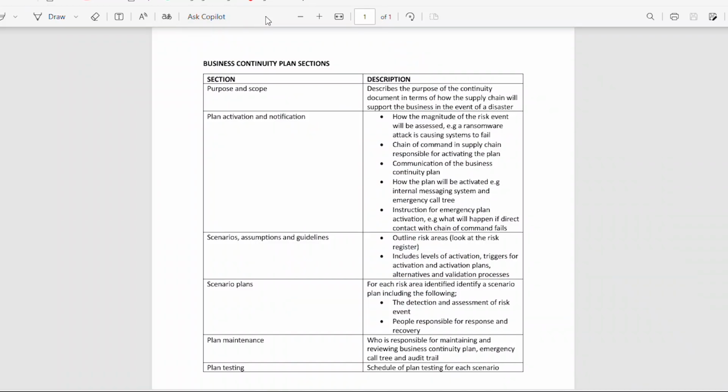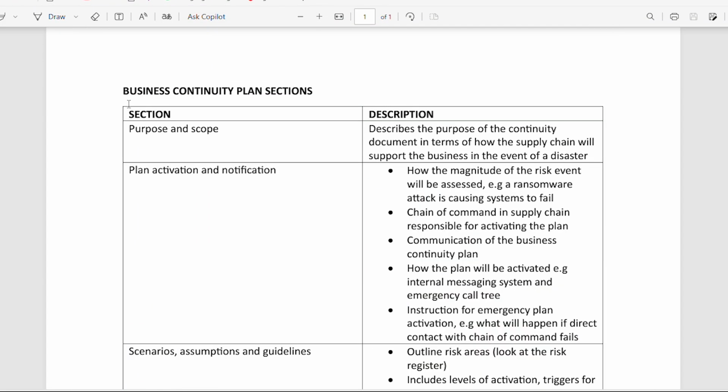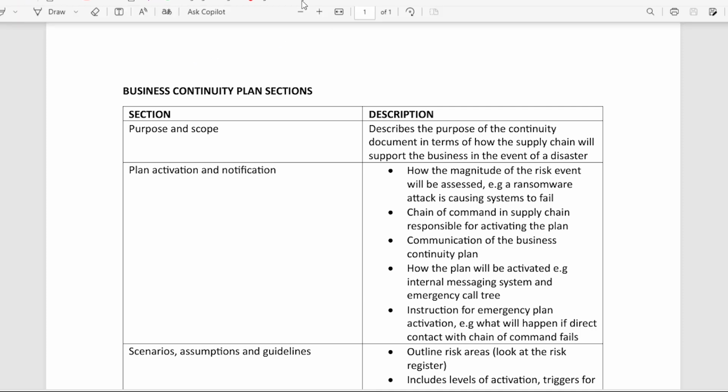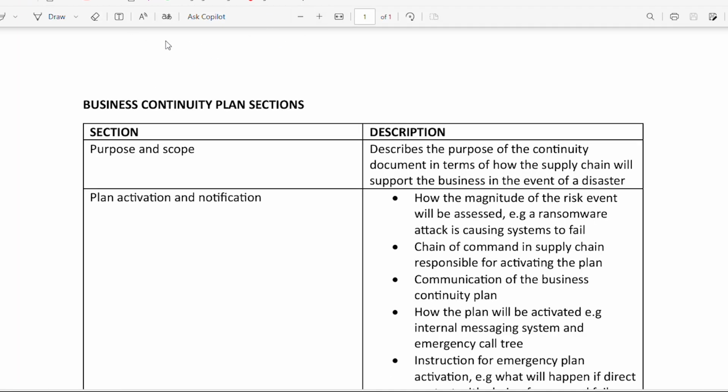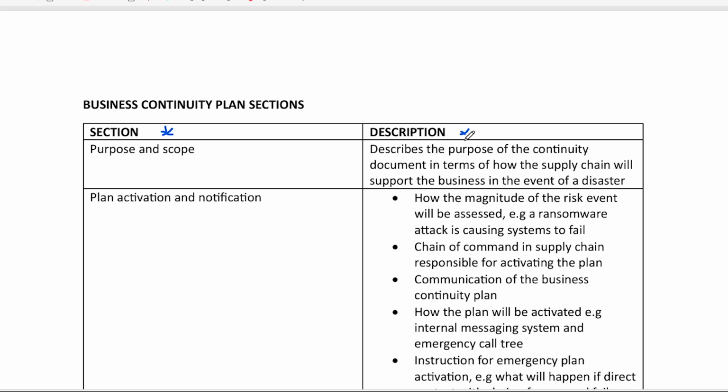In fact, let's look at a practical example of the business continuity plan. So here we have an example of business continuity plan sections. We have the sections and the description. For example, there's the purpose and scope, which describes exactly what this is all about. In this case, it describes the purpose of the continuity document in terms of how the supply chain, because this is all about the supply chain anyway, will support the business venture.